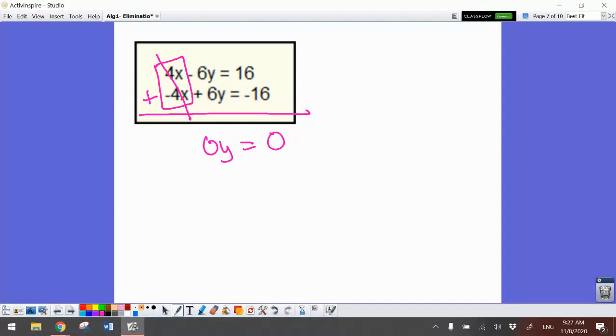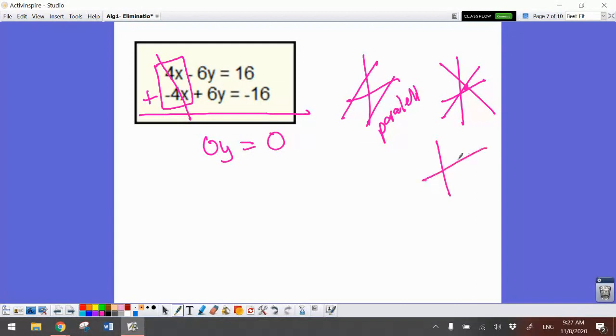Okay, I want you to think back to the other two types of solving systems that we had. We have our one solution, which is normal. We have parallel lines, and we have the lines that are the same, which was the infinitely many solutions. Well, which one is this? Is this parallel where they don't touch, so it's a no solution? Or is this an infinitely many?